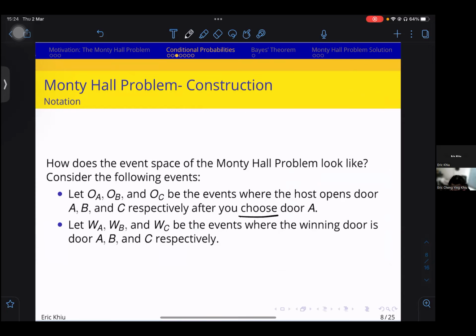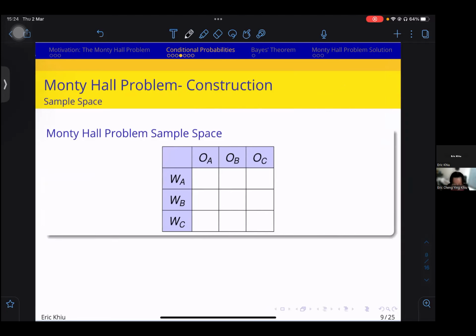So this is very important because now we are only looking at one specific situation where you choose door A, and the probability of the host opening door A, B, or C. And we let WA, WB, WC be the events where the winning door is A, B, and C respectively. And with this, it will make our life so much easier, okay? And our event space will now look like this.